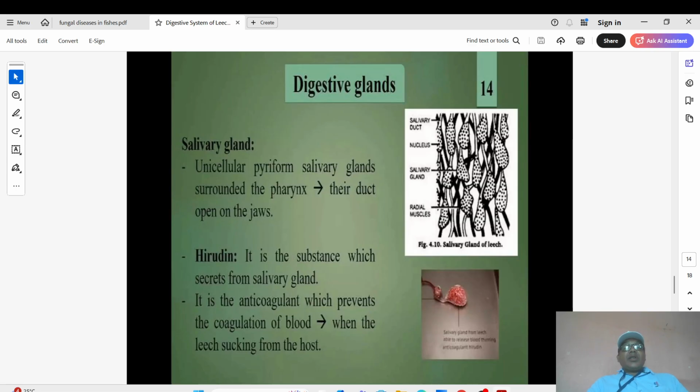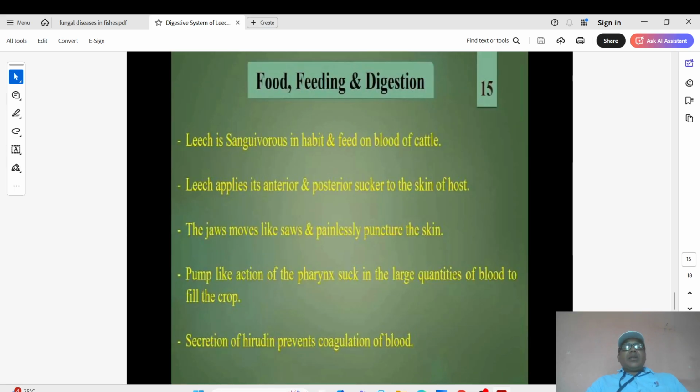See, the digestive gland, the salivary gland, is a unicellular pyriform salivary gland surrounding the pharynx. Their ducts open in the jaw. See, hirudin is the substance which is secreted from the salivary gland, and it is an anticoagulant which prevents the coagulation of blood when the leech is sucking from the host.